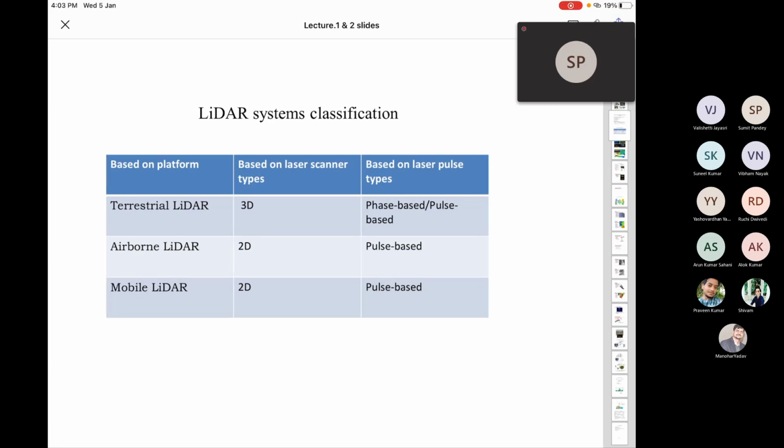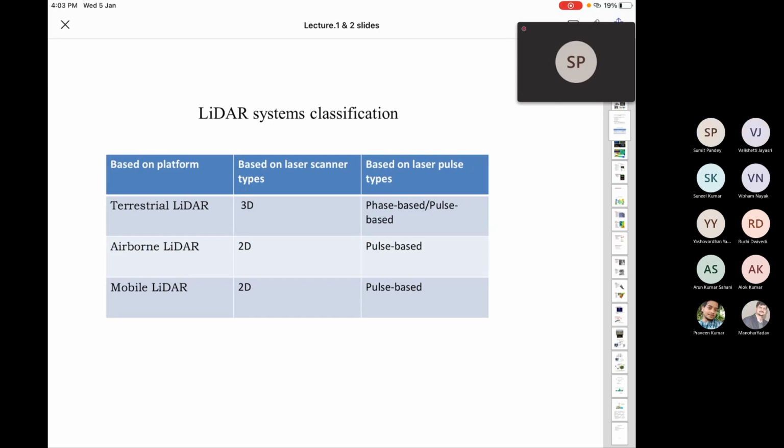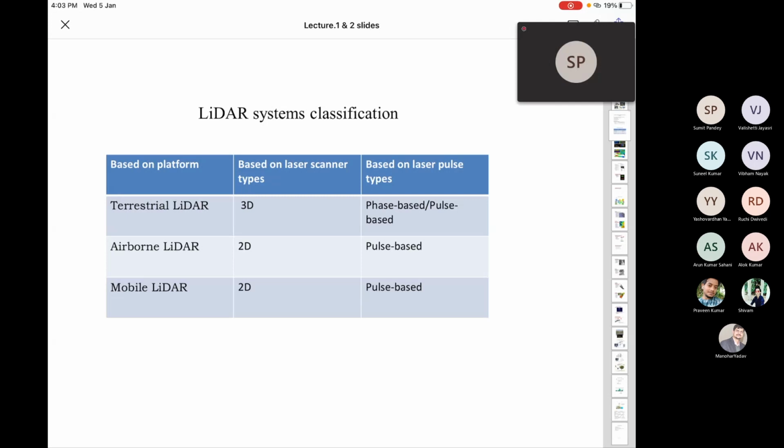Whether it is pulse based, I have already discussed, a pulse laser is generated. There is also a generation of continuous wave laser. Okay. For this time, you just need to remember it. And the differences between pulse laser and continuous wave laser, their working principles, will be elaborated in great detail in unit second. So the first, terrestrial LiDAR, mainly works on phase-based and pulse-based laser scanners, while the rest of the two are mainly based on the pulse-based.